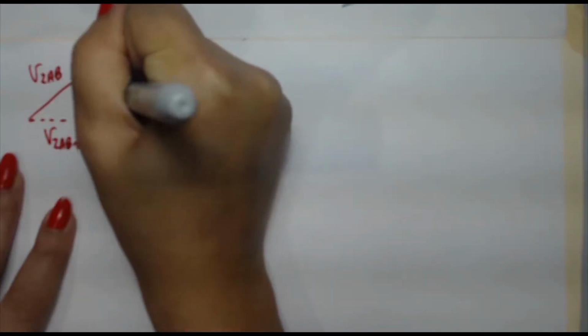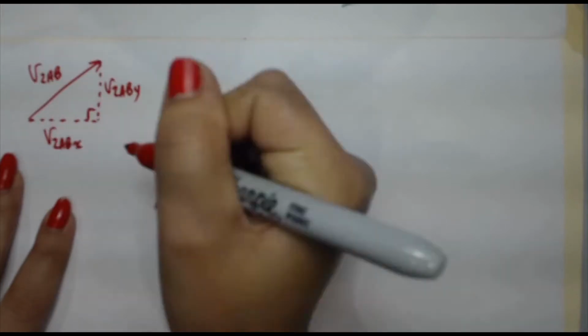So this is what you've got. You've got your V2AB, based on the picture, it's going off at an angle. And of course, we can break it up into its X and Y components. So this is V2ABX, and this is V2ABY. Those two meet at a right angle.